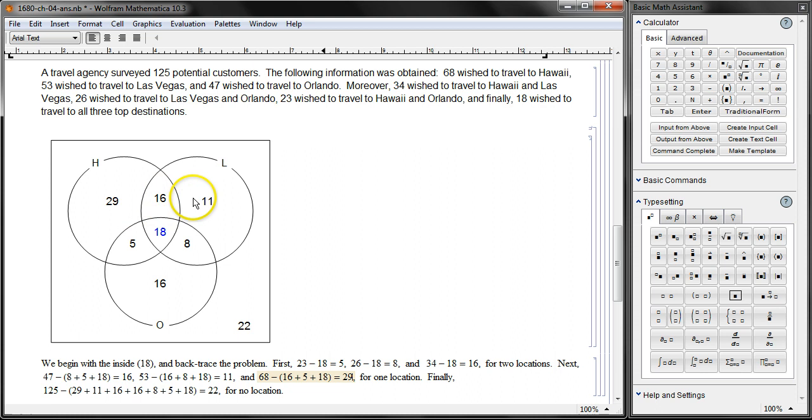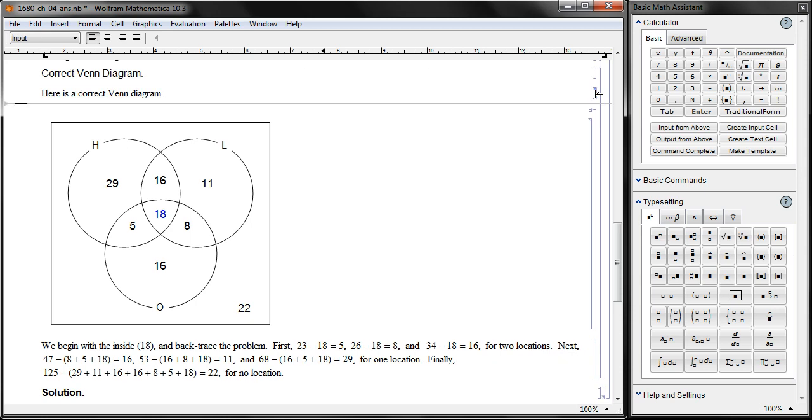Now, if you add up all these numbers, that will be the people who selected either Hawaii or Las Vegas or Orlando without double counting. And subtracting these people out of the total 125, finally you're going to get the number of people who listed none of those top 3 destinations. That's 22, and the 22 goes outside. This completed the diagram. Now that you have the complete diagram, you're ready for the problem.